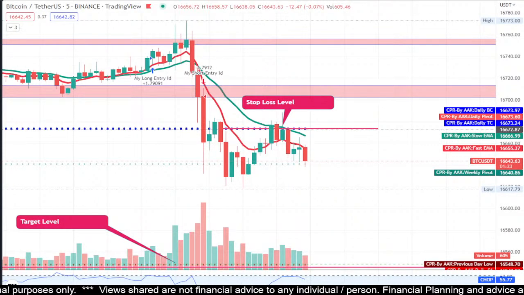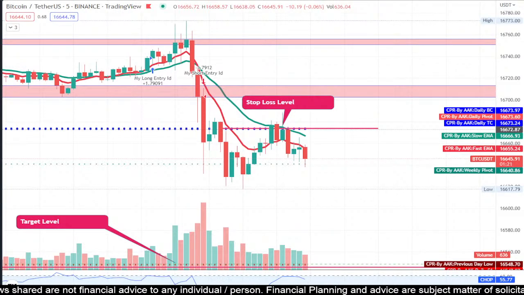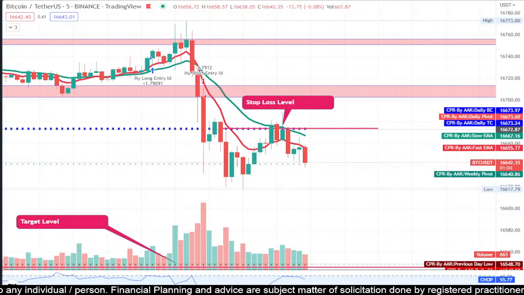All right. So price is still stuck between the two levels, that is the 8 EMA and the weekly pivot. So it needs to close and start making candles below that particular level, which is the weekly pivot of 640. Unless it is making candles below the price of 640, we need to wait for the final movement, which is the previous day low.